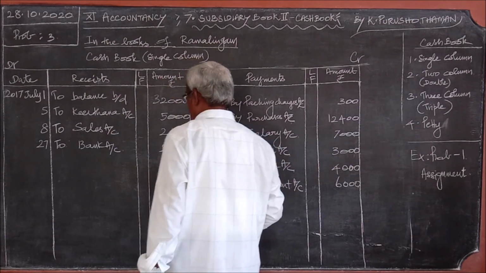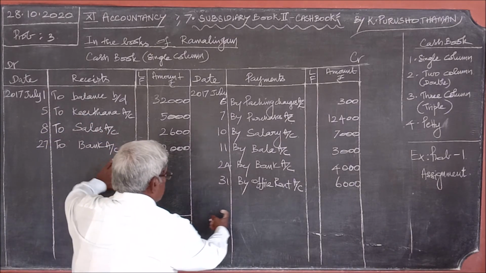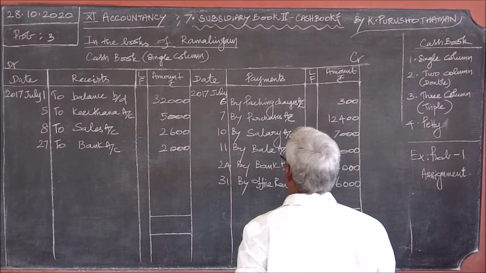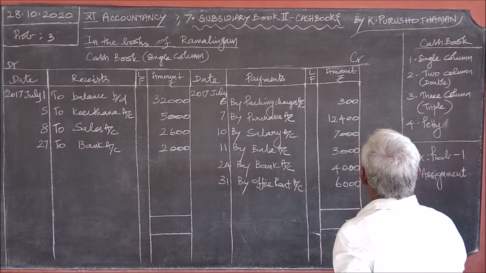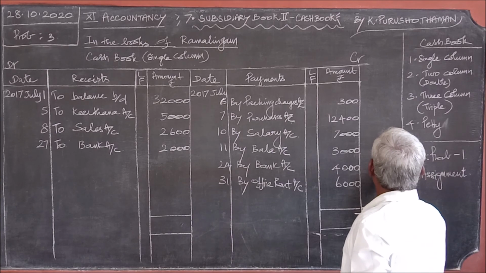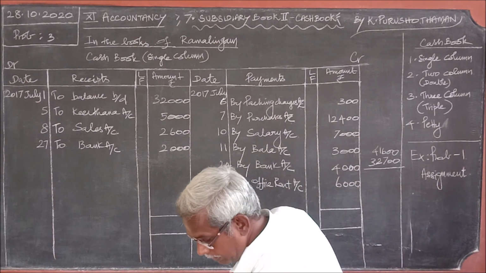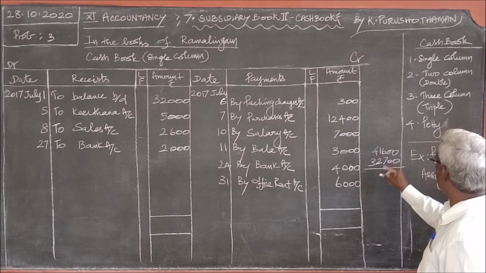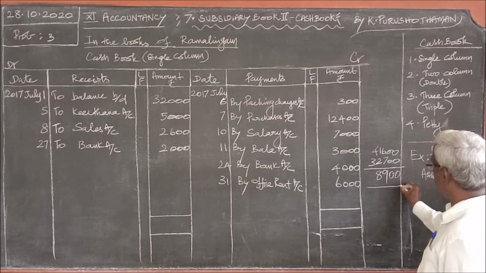Right, we have passed the entries for all. We shall try to close it now. Debit side total 41,600. Credit side total 32,700. Okay, now 0, 0, 16 minus 7, 9, 0, 10 minus 2, 8, 3 minus 3, 0. This is the balancing figure.